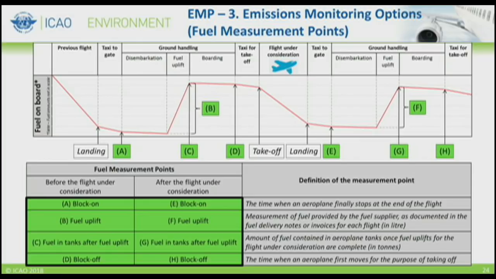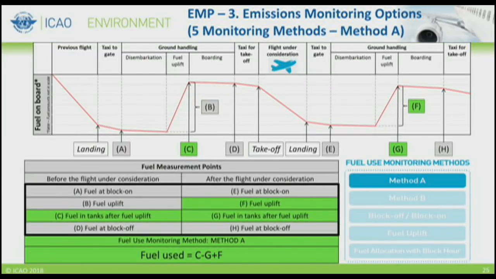So fuel comes to the airplane, and once the uplift is completed, that is the measurement point we are talking about here. You will also see that there is a measurement point D, which is called block off. This is the time when an airplane first moves for the purpose of taking off. So the airplane leaves the gate, turns on the engines. This is usually the measurement point block off. So you will see there are multiple measurement points that are possible, and these 5 methods are using all of these measurement points that I just mentioned. All the green highlighted measurement points on the screen will be used by at least one of the 5 fuel monitoring methods.